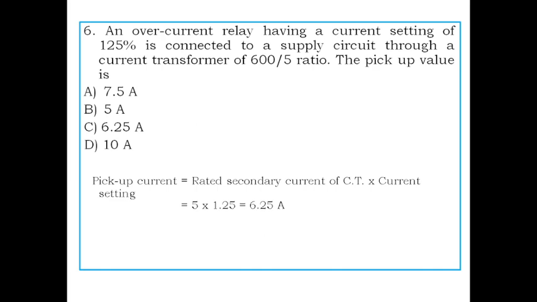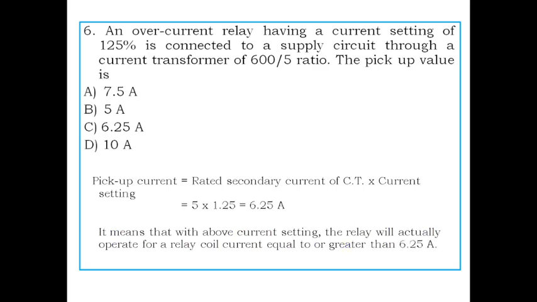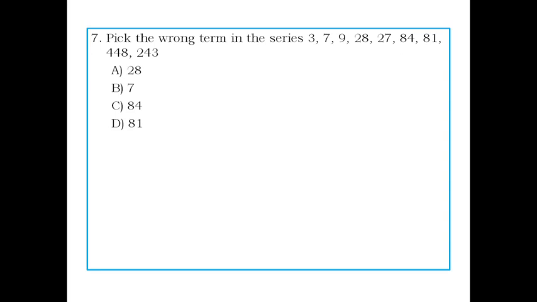It means that the relay will sense the extra current only if the current is equal to or more than 6.25 amps. So option C will be the answer for this. I hope you are all understanding the concepts I am explaining here. It may be a bit lengthy, but the thing is, understand the definitions and basic information, then you can't make any mistakes in future exams.